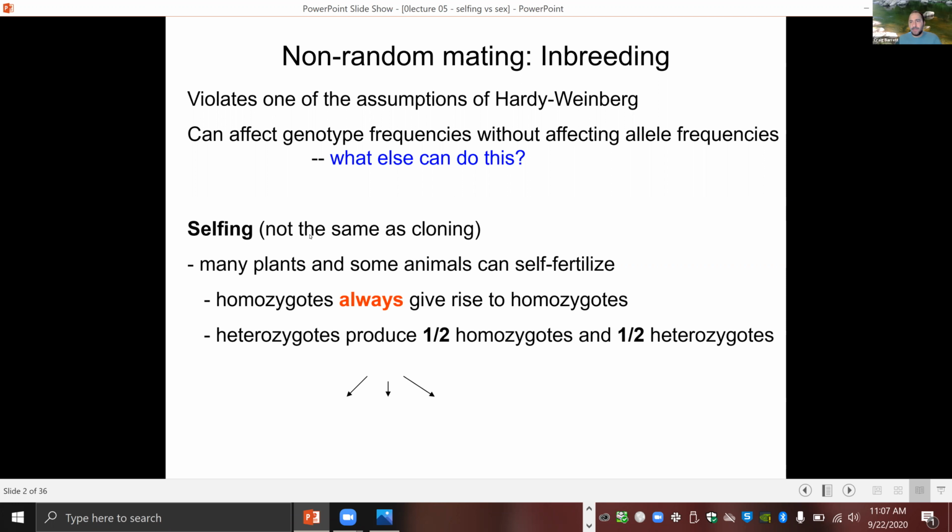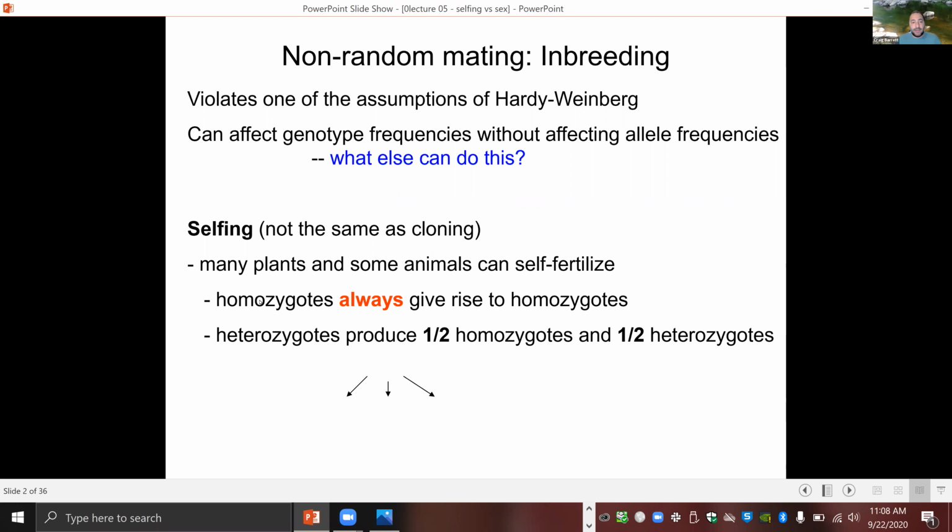Okay, this is not the same thing as cloning, which is a somatic division. Or in plants we think of clones as vegetative clones, where you have root suckers growing out and they start a new shoot. That's not the same thing. So selfing is the ability to self-fertilize between sperm and eggs, or self-pollinate if you're talking about pollen and ovules in a plant. Okay, so lots of plants can do this, and some animals can.